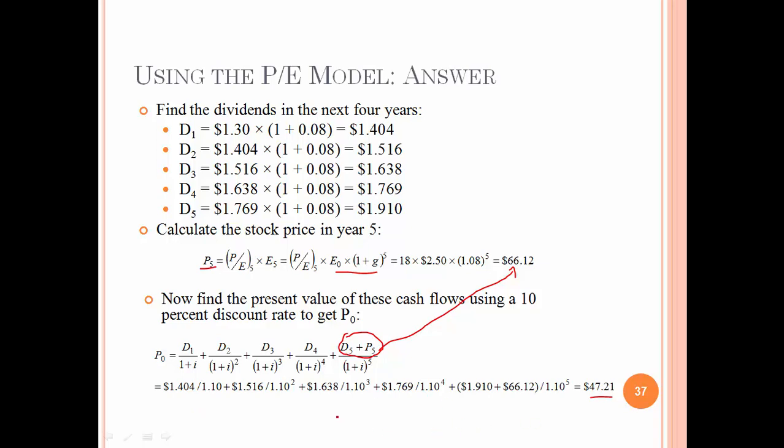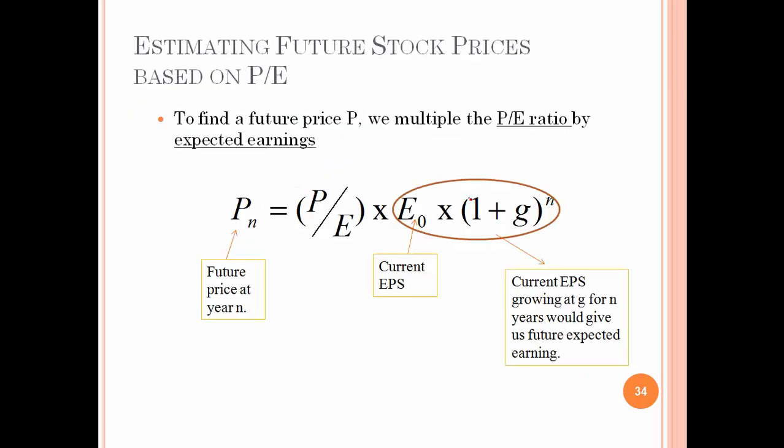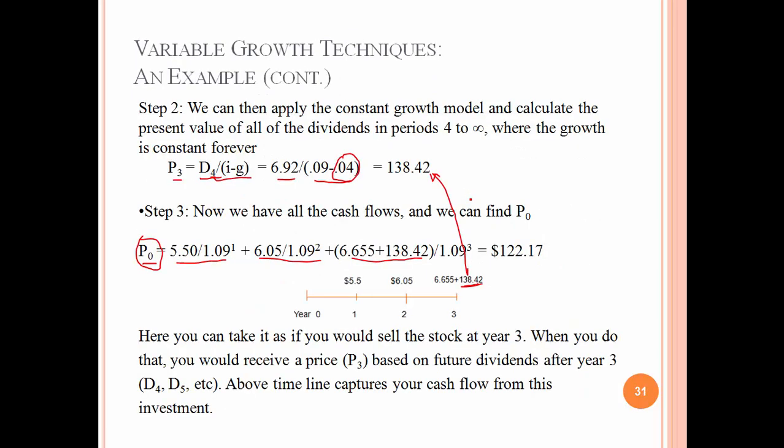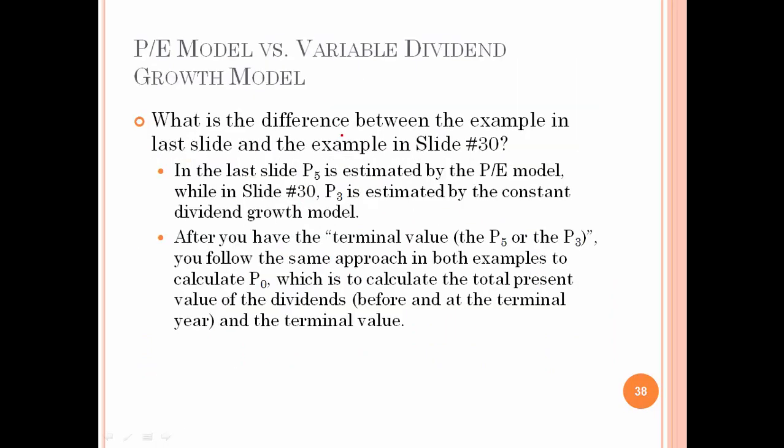So try with your financial calculator too, and you can of course also use this formula and get the results manually. What is the difference between the examples in the last slide and the examples in slide number 30? Slide number 30 is the so-called variable growth technique. In the last slides, P5 is estimated by the PE model, while in slide number 30, under the so-called variable growth rate, P3 is estimated by the constant dividend growth model.